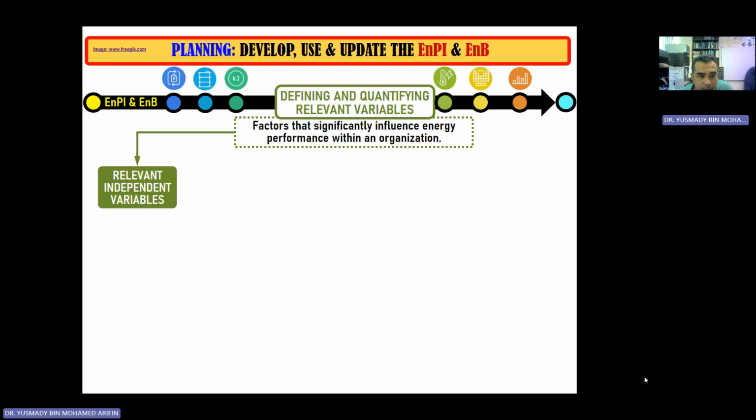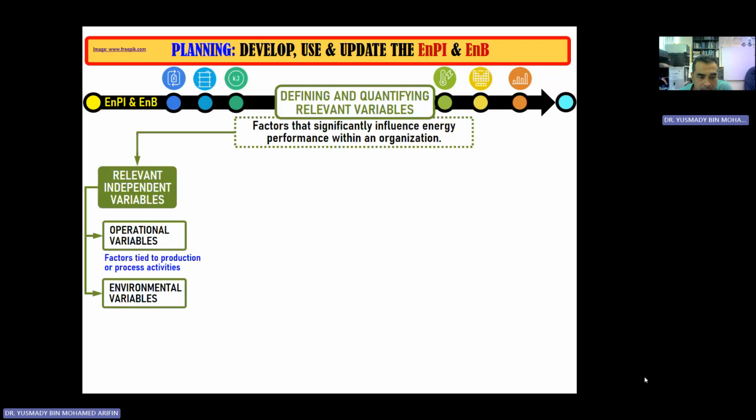So we have relevant independent variables, such as operational variables, factors tied to the production or process activities; environmental variables, which refer to the external conditions that impact energy use; and behavioral variables, which refer to the human actions influencing the energy consumption. So these are the variables that are considered relevant independent variables.